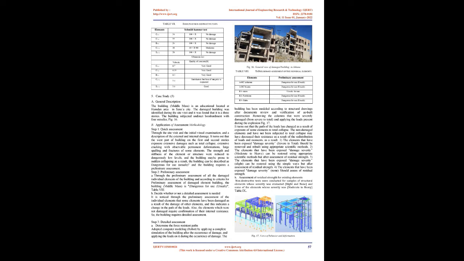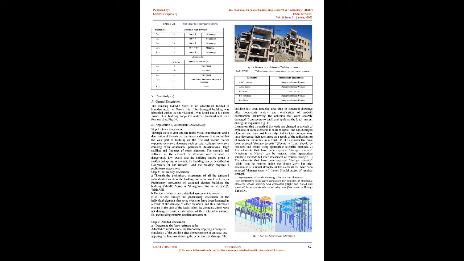Step 1. Quick assessment. Through the site visit and the initial visual examination, and a description of the external and internal damage, it turns out that the west part of the building on the first and second stories exposed extensive damages such as total collapse, extensive cracking with observable permanent deformations, large spalling, and fractures of some elements. The strength and stiffness of the element or structure were reduced to dangerously low levels, and the building may be prone to sudden collapse as a result. The building can be described as dangerous for use, unsafe, and the building requires a preliminary assessment.